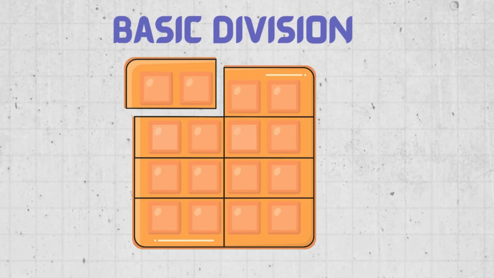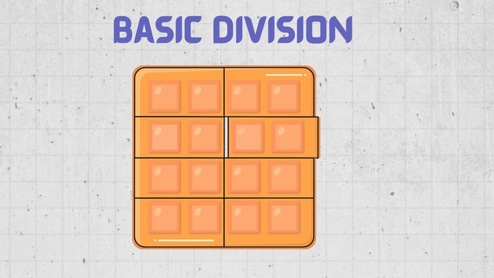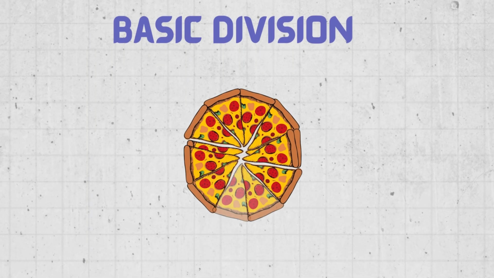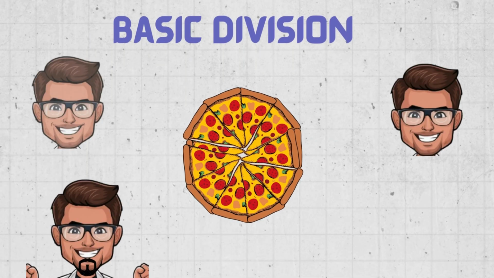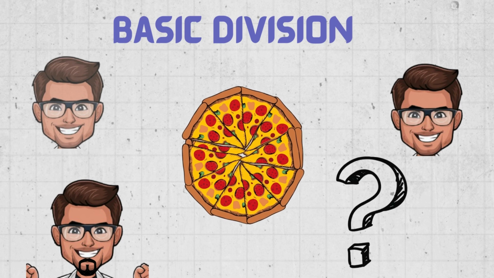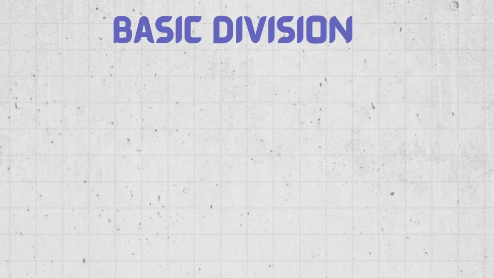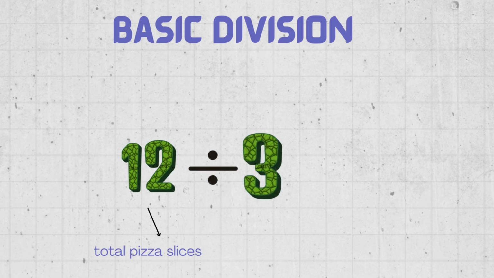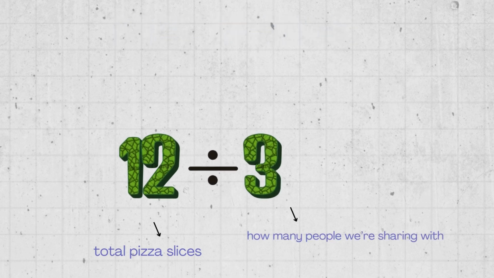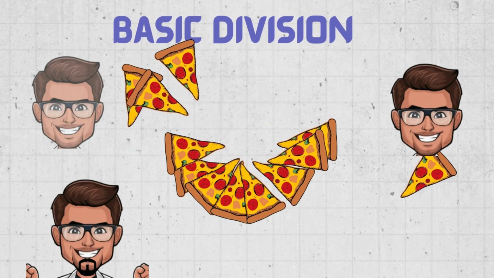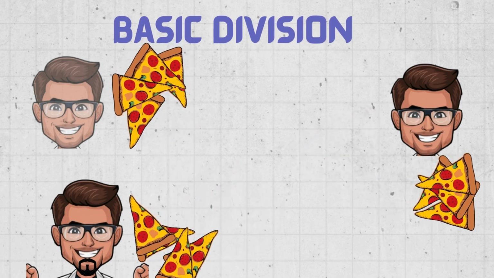Division is just splitting something into equal parts. Imagine you have 12 slices of pizza, and you want to share them with 3 friends. How many slices does each person get? That's division. Here's how we do it. The number 12 is the total pizza slices, and 3 is how many people we're sharing with. So, we'll divide 12 by 3, and we get 4 slices per person.